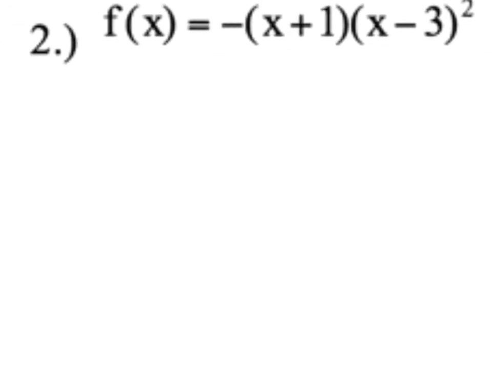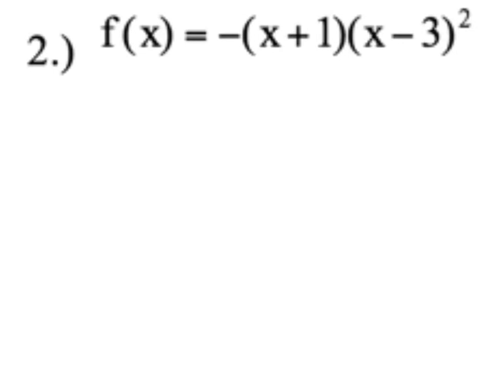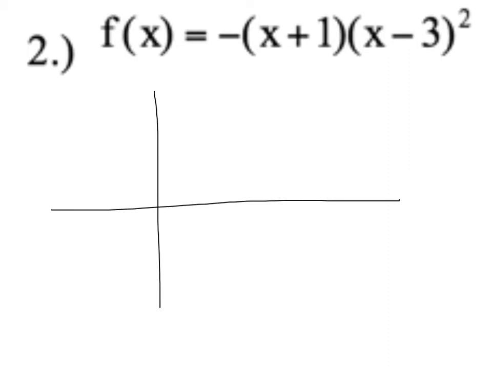We have another polynomial where I want to think about the x-intercepts and the general shape. x plus 1 is a factor, so -1 is an x-intercept. x minus 3 is a factor, so there will be an x-intercept at 3.